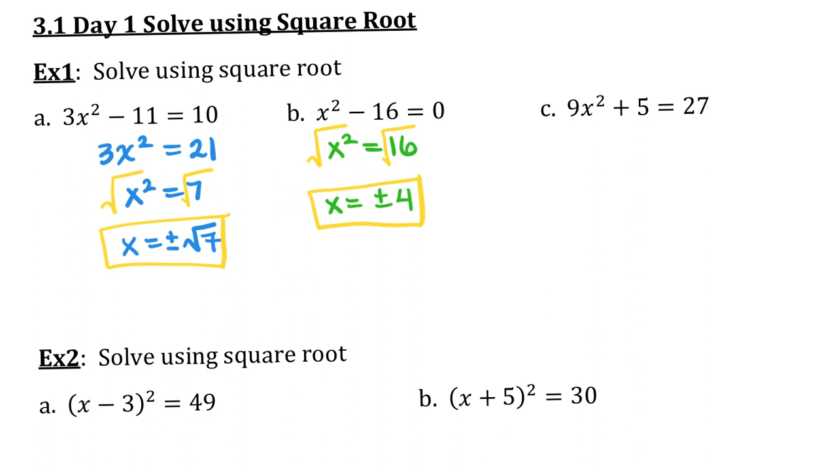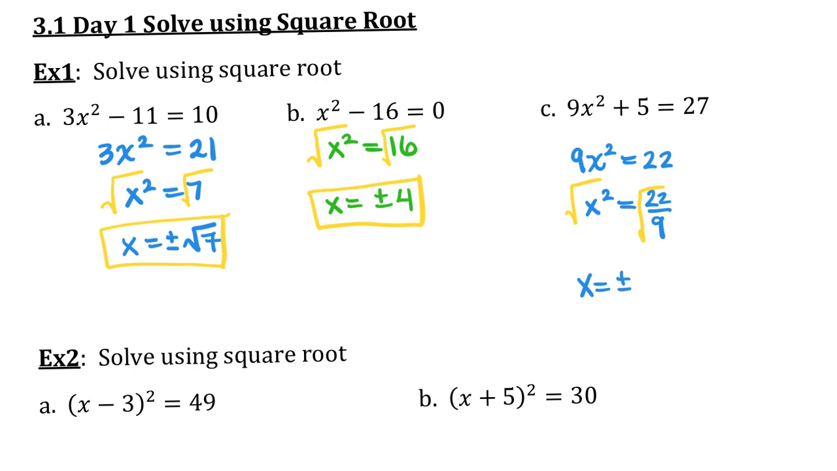Okay, let's try the next one. Okay, let's minus the 5. 22. Divide by 9. 22 divided by 9 is a fraction. Okay, I'm okay with fractions. Let's square root it. x equals, I'm going to get a positive and a negative. The square root of 22 is irrational.